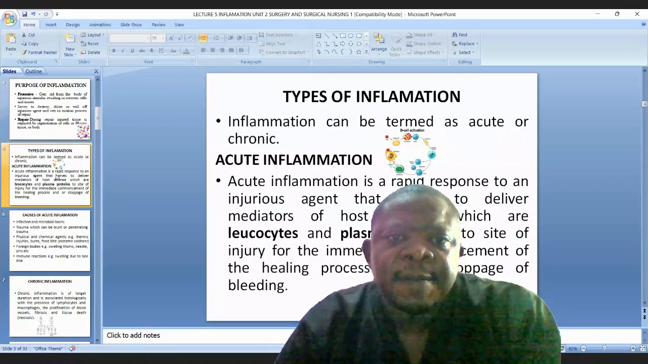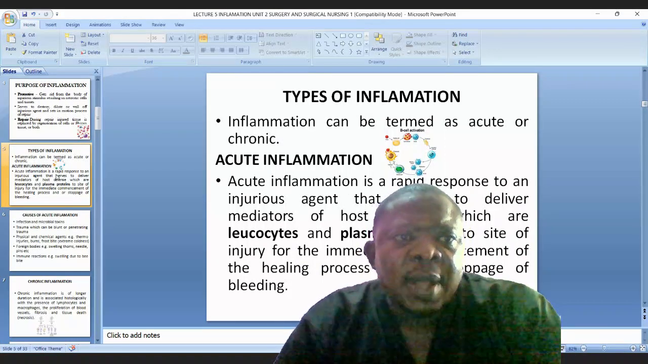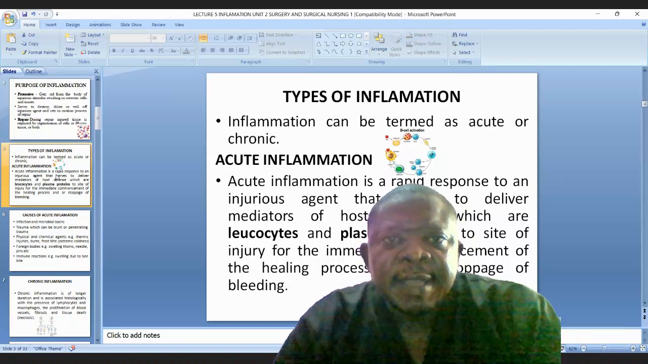And then we looked at some sequels or complications, some minor complications that may come, or outcomes that we see in acute inflammation and also chronic inflammation. That has been our discussion for today.